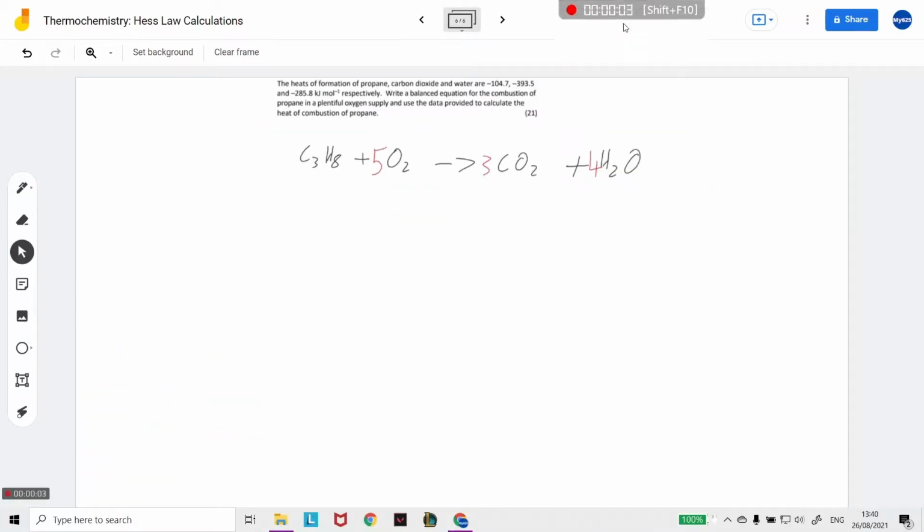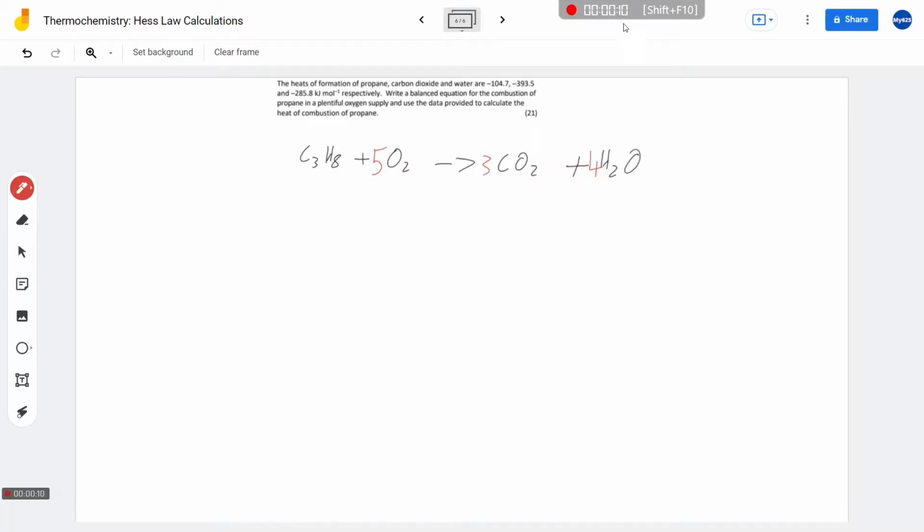So now that we've figured out our chemical reaction, our balanced equation, now it's simply the same steps as in the previous example. So we need to take these heats of formation and see how we can manipulate those equations to build our equation up here and add those heat changes together. And so let's look at, again, the heats of formation we're told.